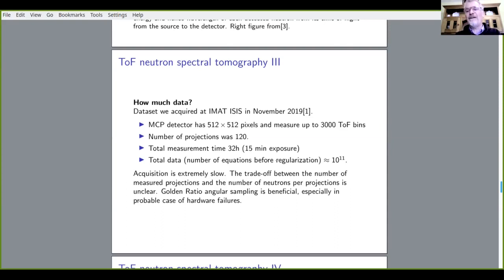What we didn't think about is that we don't have a rule for how long we should average in each projection, because if you only had one projection, really accurate, you wouldn't know very much at all. And if you only had one neutron for each projection, you'd also know nothing. So there's got to be a sweet spot in experimental design for this. It's very slow. You book the machine for a few days to do this sort of experiment.